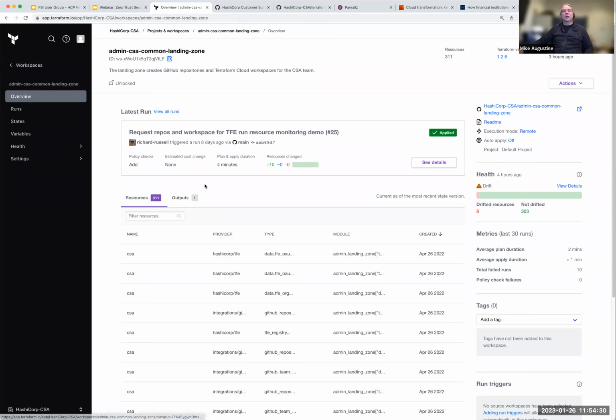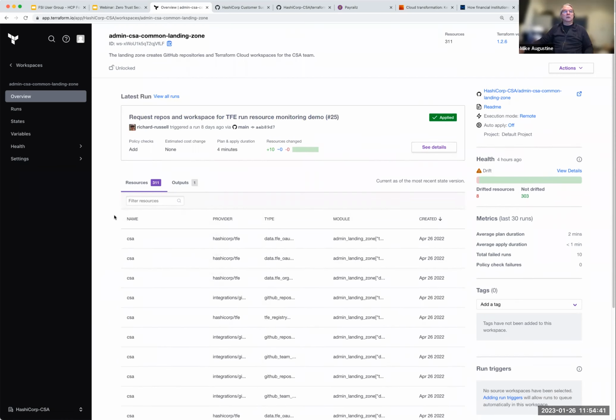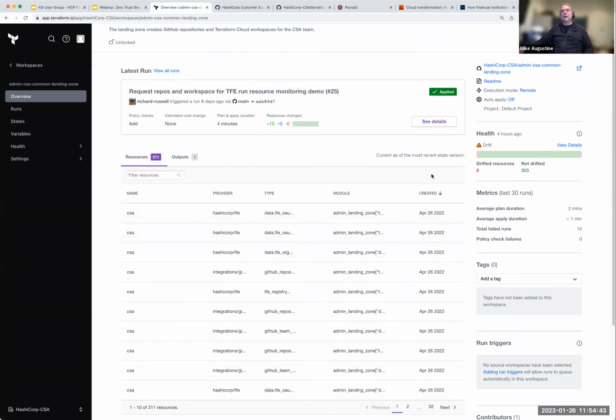You have the ability to kick off runs from within the UI, especially if you're not using VCS backed. There are other facilities where you can see in the overview the resources that were created, metrics about what has been happening, how long this plan took, the drift, all that. Very valuable. And as I said, the UI is very nicely formatted to get you to where you need to see.